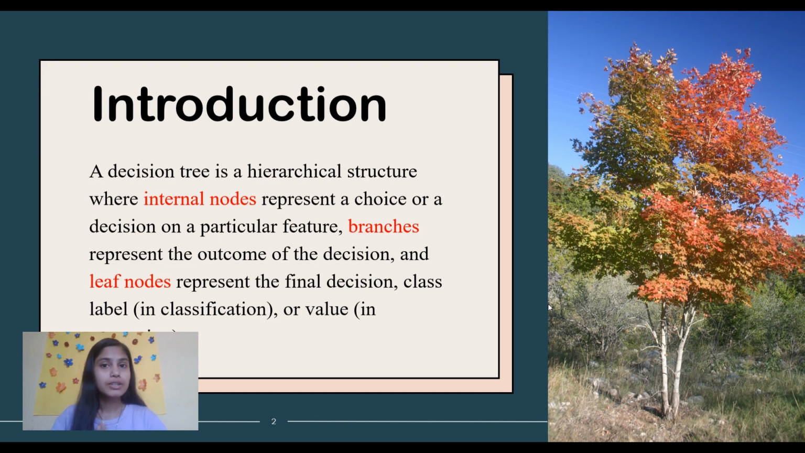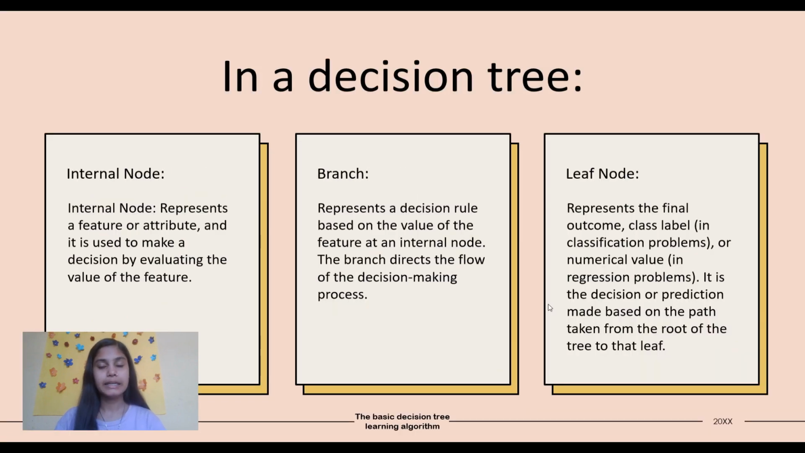A decision tree is a hierarchical structure where the internal node represents the choice or the decision on a particular feature, and branches represent the outcomes of the decision, and the last leaf node represents the final decision. If we are dealing with a classification problem, it may be the outcome of a class, and if we are dealing with regression problems, then the leaf node may be a value which is the outcome of a regression. So yeah, that is decision tree.